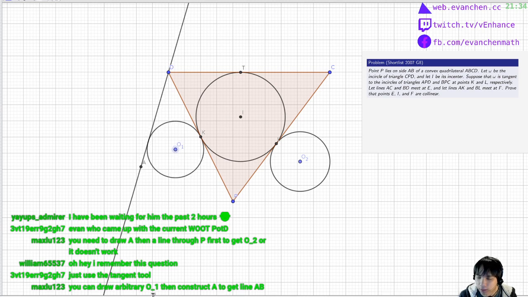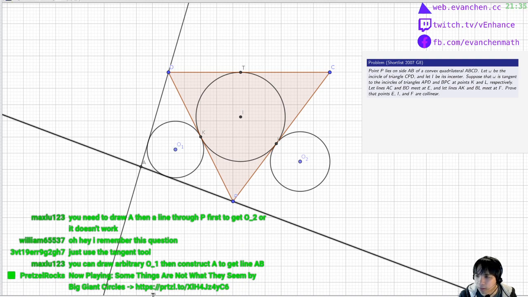So line AB is somewhere along there. But I need to get the points such that... Okay, actually, I can construct this. So the way you get O2 is that O2 should be the intersection of the line IL and the angle bisector of... Right. So we'll draw the angle bisector of APC. Oh, no, that's the wrong angle. Okay, that's the angle bisector. And we'll intersect it with the line OI. And that's O2.